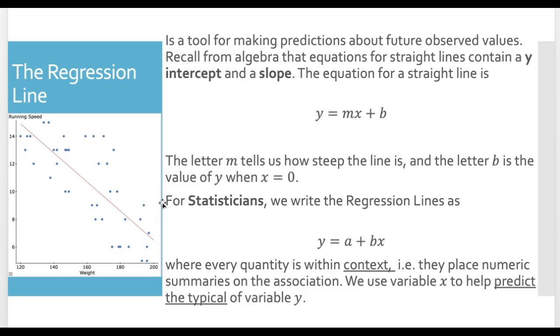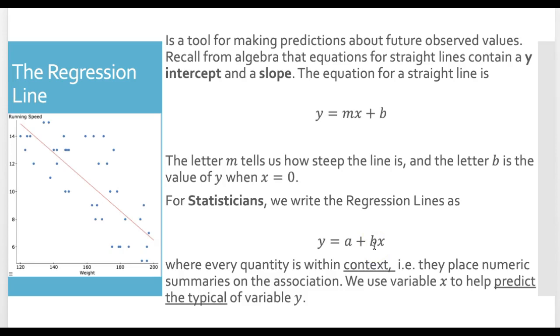But for statisticians, we write this whole thing backwards, and every quantity has context. As we learned in chapters 1, 2, and 3, all the numbers we deal with have context. None of our numbers stand alone. Our numbers represent something, whether it's an average speed or average height. So for statisticians, we write the regression line as y = a + bx. Here a is the y-intercept first, and then b becomes our slope.